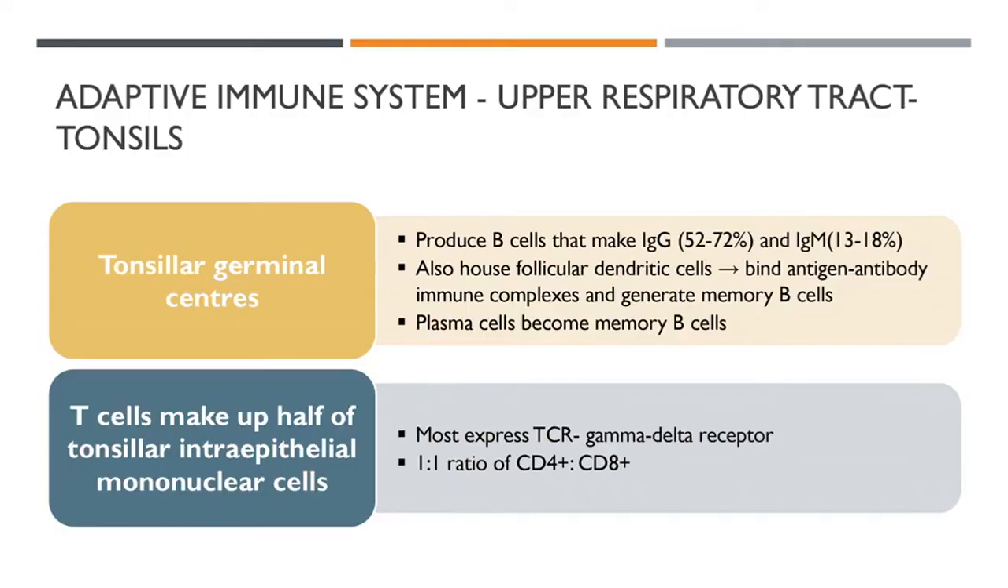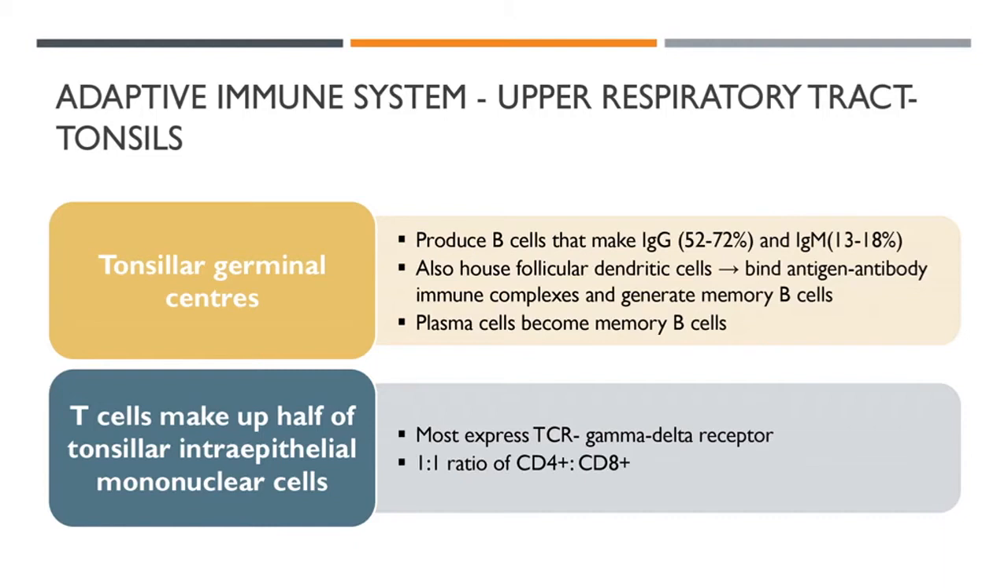The tonsils and adenoids are located in the upper respiratory tract and are responsible for an array of antibodies. Tonsillar germinal centres give rise to antigen-producing B cells that produce IgG and IgM at approximately 55 to 72% and 13 to 18% respectively. These centres also house follicular dendritic cells that bind antibody-antigen immune complexes and generate memory B cells. This differentiation from plasma cell to memory B cell follows stimulation of immune response, such as by vaccination, after which another exposure to said antigen will result in a very rapid IgG antibody response being mounted.